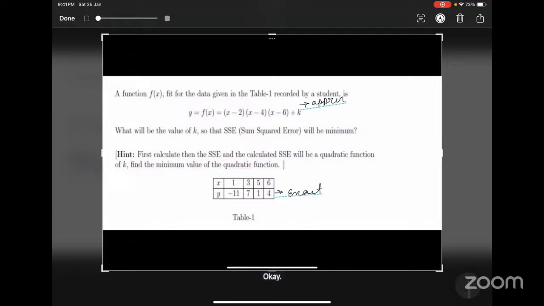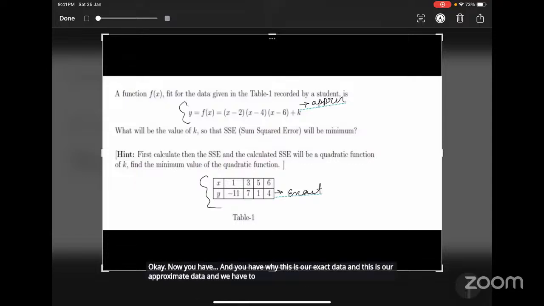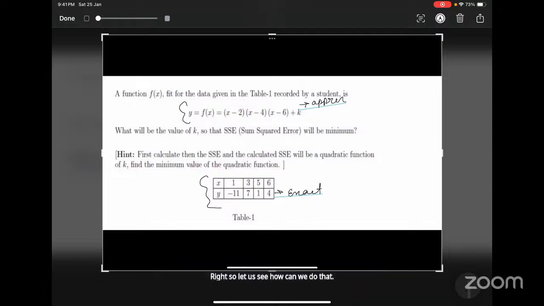Now you have x and you have y. This is our exact data and this is our approximate data, and we have to find the value of k such that the square sum error, that means the approximate error with respect to the whole data table, will be the minimum, right? So let us see how can we do that.